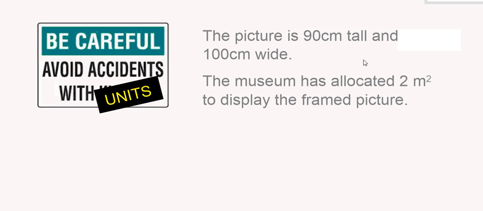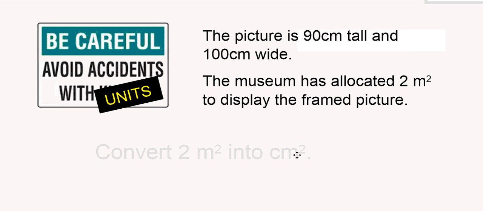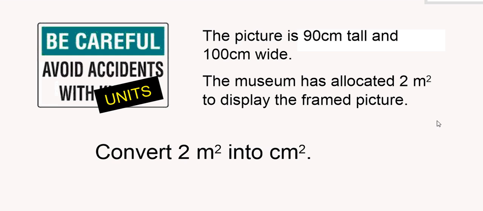And I've made this little thing. Be careful, avoid accidents with units. Here's what I'm talking about. The information we're given is that the picture is 90 centimeters tall and 100 centimeters wide. And then we're told that the museum has allocated 2 square meters. So in one sentence, we're talking about centimeters, and the next we're talking about meters. So we're going to have to convert 2 square meters into square centimeters.